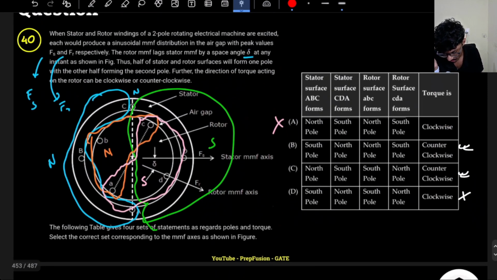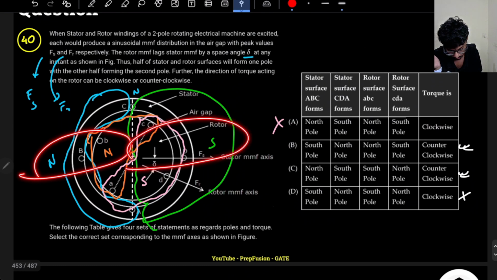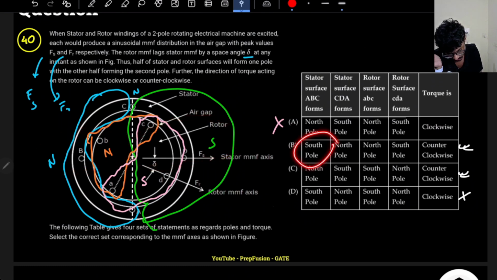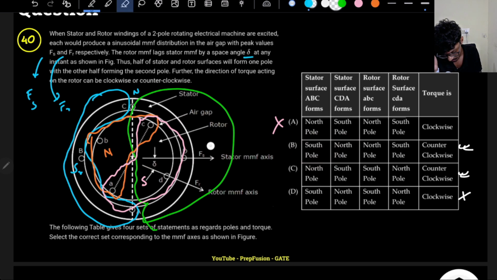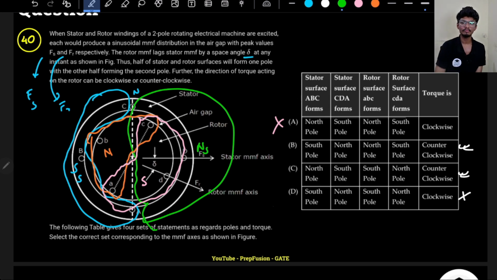Now here I am seeing that this is not an alignment torque, right? So now if I change this, if I make this south pole and this north pole, what will happen? The stator now will become south pole here and north pole here. Now will this work? Again, what do you notice?